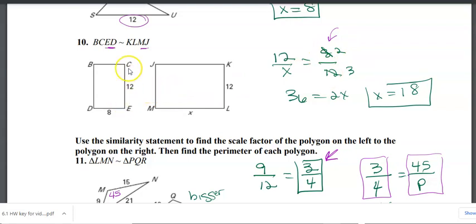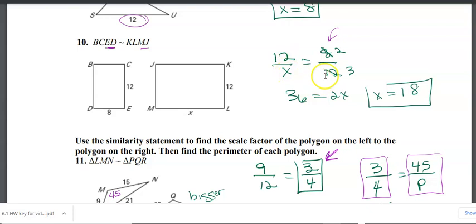We have CE, which is first and second and third. Do we have LM? No, that's what we're looking for. Okay, good. So I'm going to say 8 is to 12, just like 12 is to x.